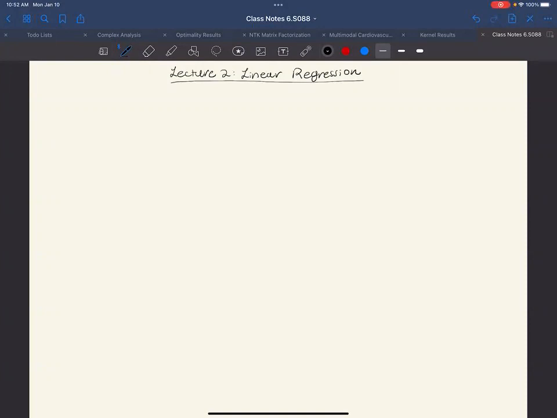Okay, so before we get into linear regression and the linear regression framework, I wanted to discuss a bit about machine learning in general and give some background for some of the notation and the types of problems that we're going to be working with. And so let's begin with some preliminaries.